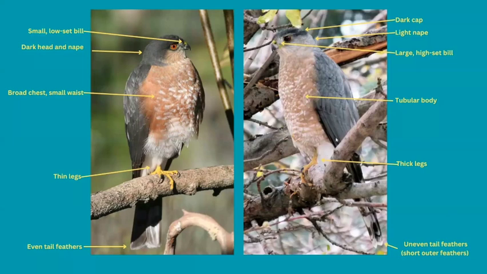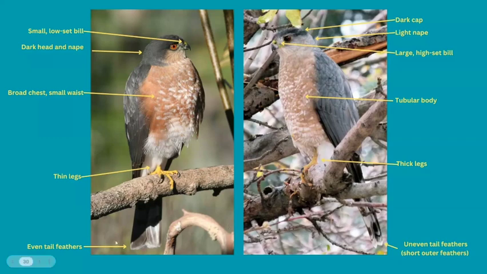The Cooper's has this very thick, tubular body. It looks almost the same width most of the way down, whereas the Sharpie has more of an almost pear shape with a very broad chest, but a very tiny little waist. When it comes to their legs, although this can be somewhat hard to see, especially in the field, Sharpies have thinner, daintier legs, whereas Cooper's have very thick legs in comparison.